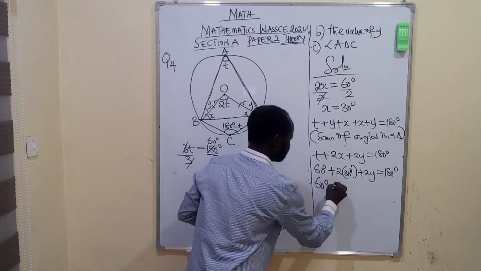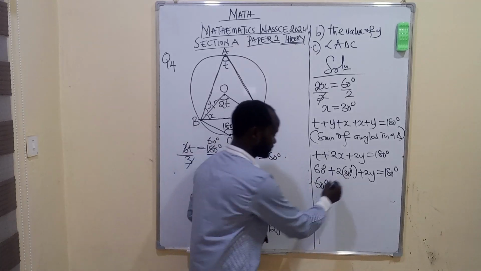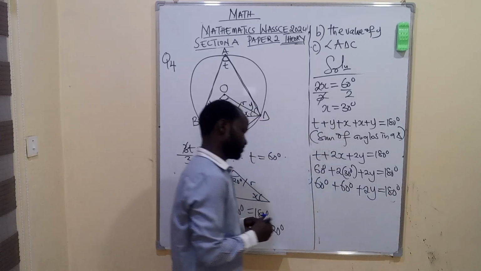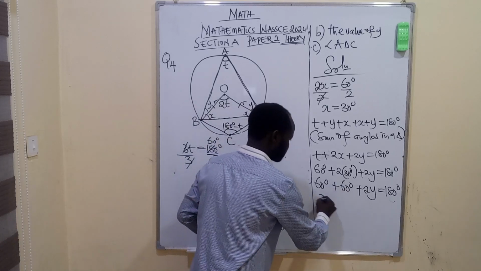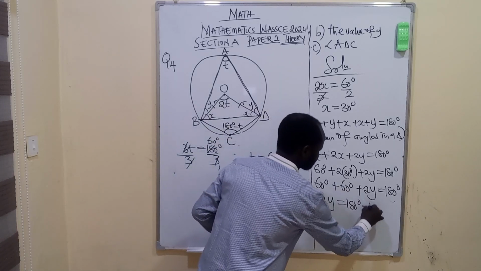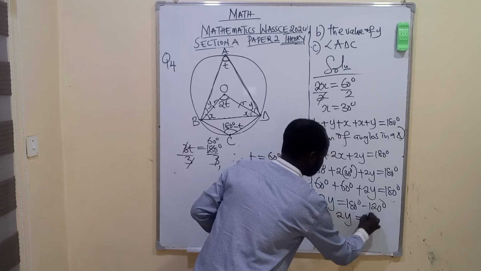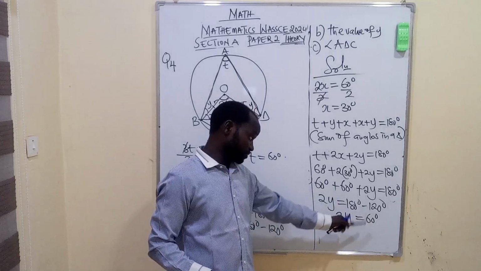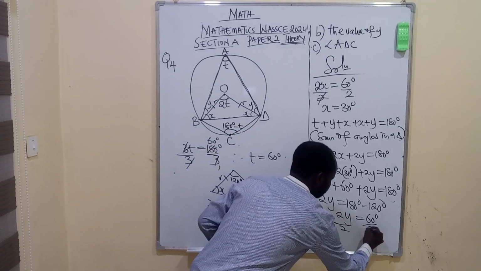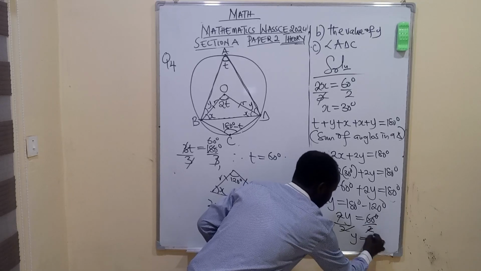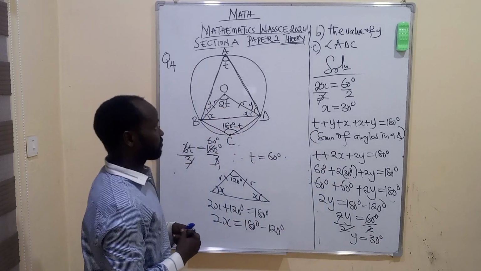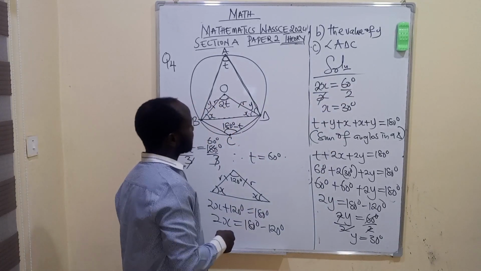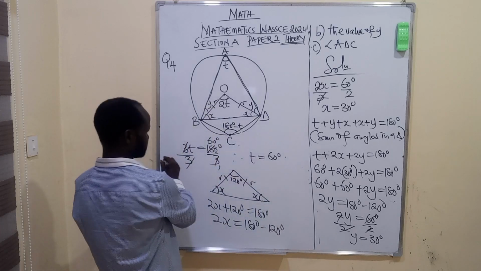So this will be 60 degrees plus 2 times 30 degrees, of course, it will be 60 degrees plus 2y equals 180 degrees. So we can add this, that's 120. This will be 2y equals 180 degrees minus 120 degrees. 2y now will be 60 degrees because 180 minus 120 will be 60. So we can divide both sides by 2. So y will be equal to 30 degrees. So the value of y, because we are asked to find the value of y, is 30 degrees. That is our b now. So let's write b here.